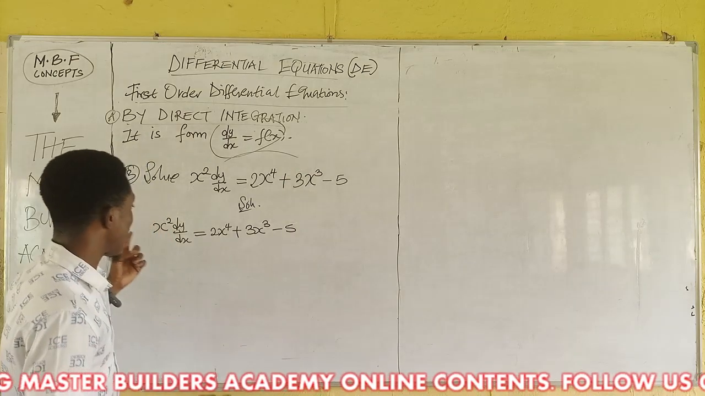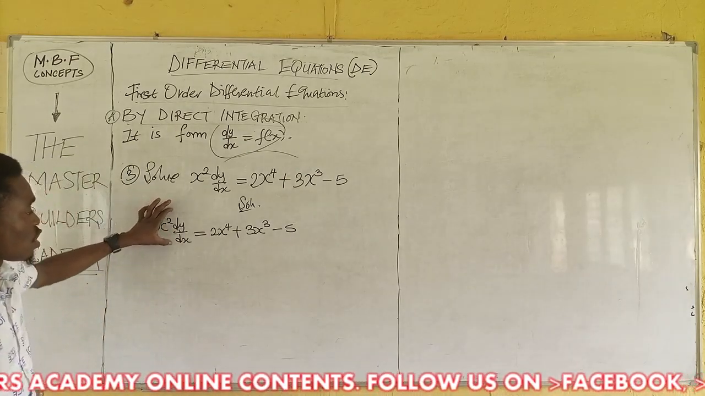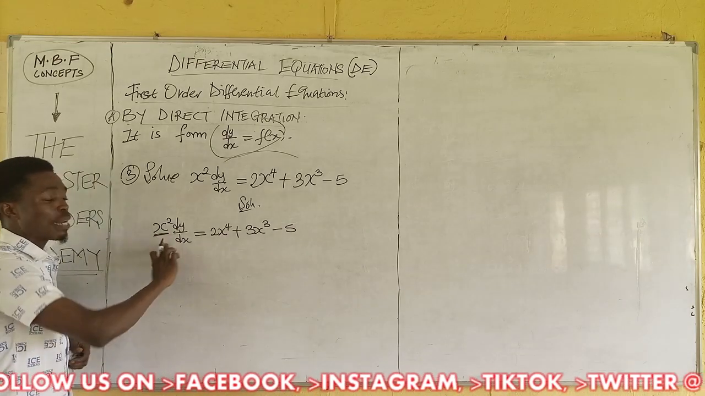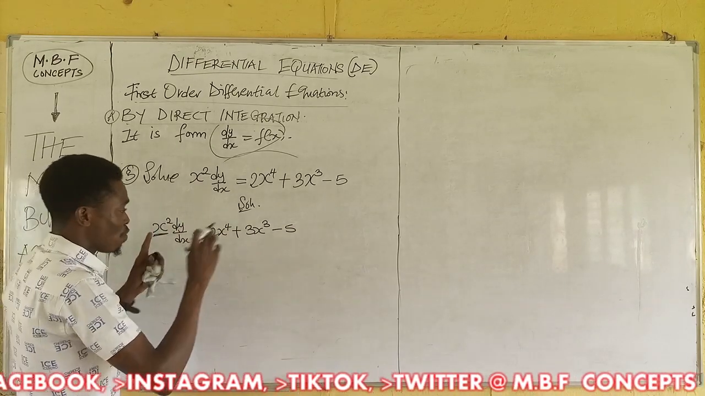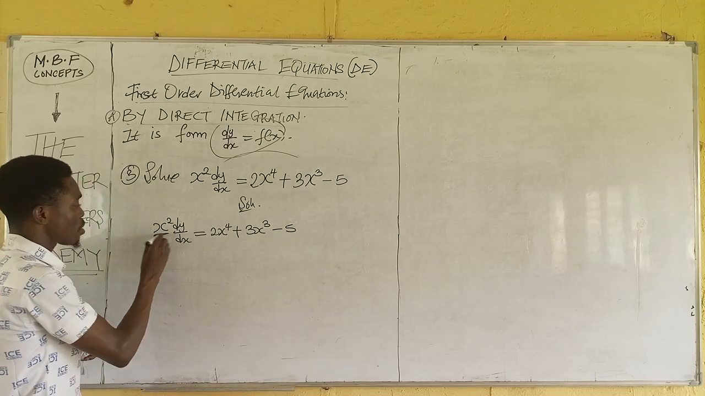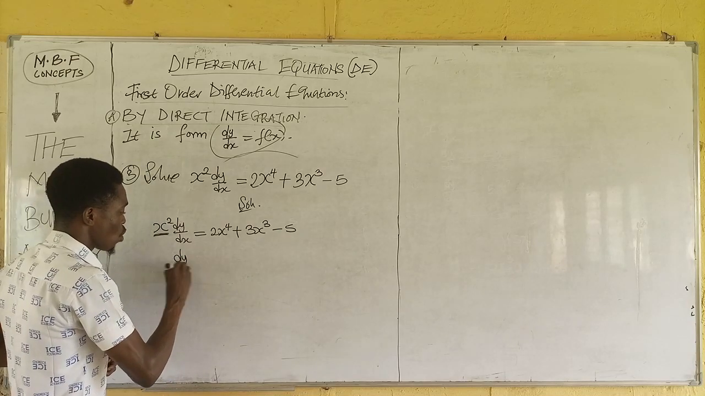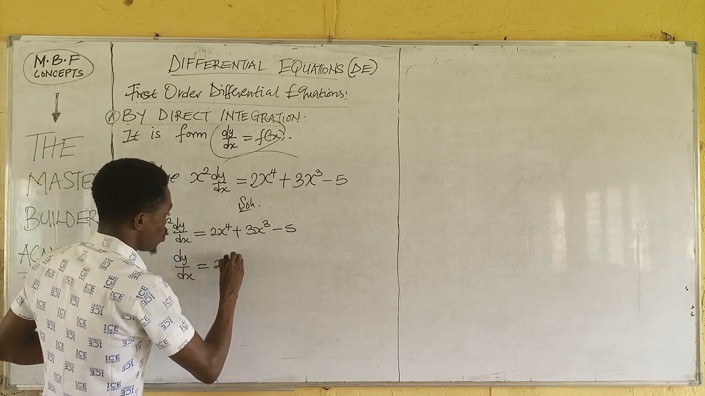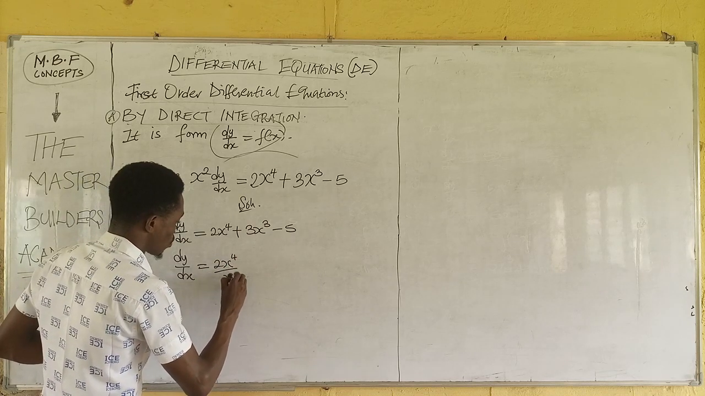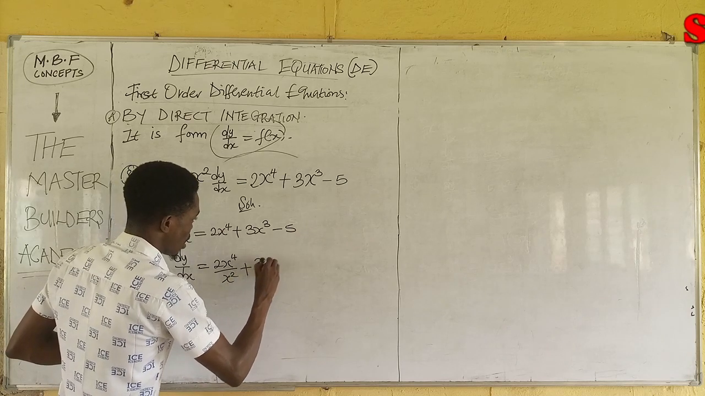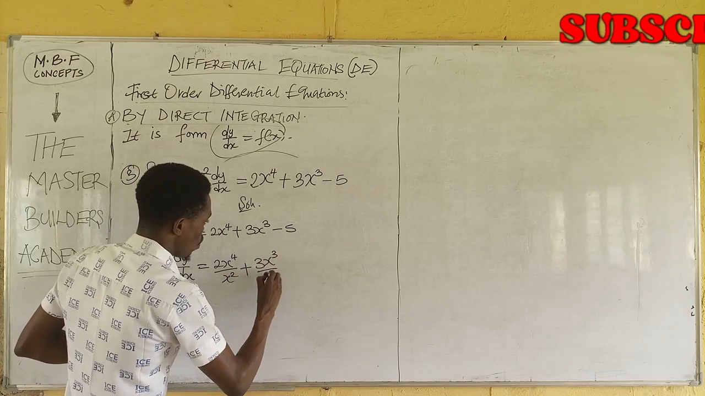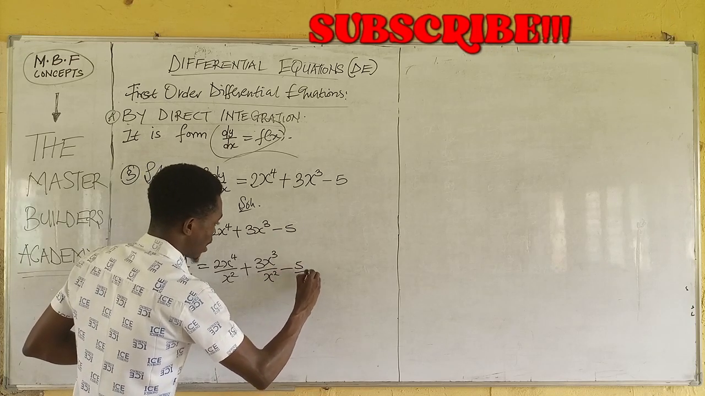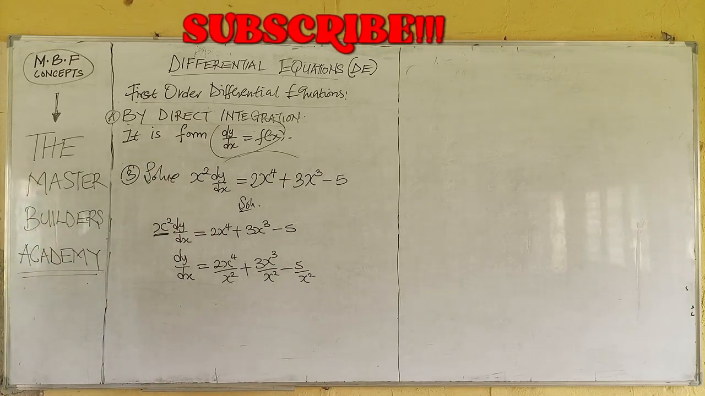We simply divide both sides by the coefficient of dy over dx, which happens to be x squared. So when we divide both sides by x squared, we are going to have dy over dx is equal to 2x raised to the power 4 over x squared plus 3x raised to the power 3 over x squared minus 5 over x squared. It's as simple as this.